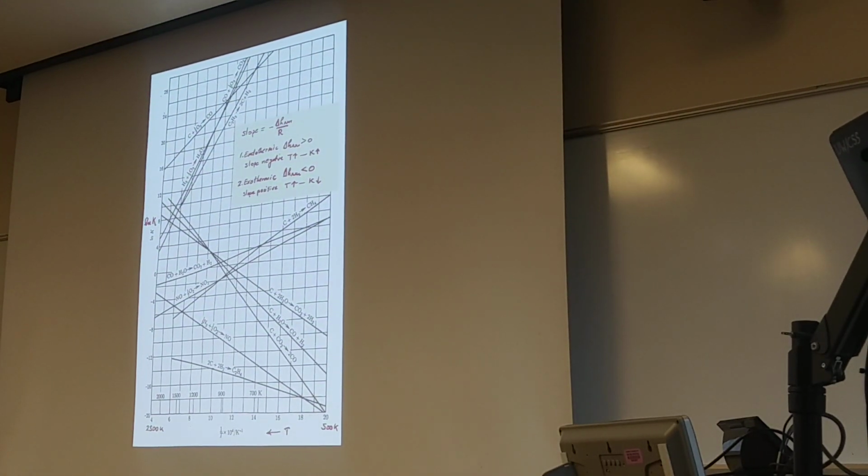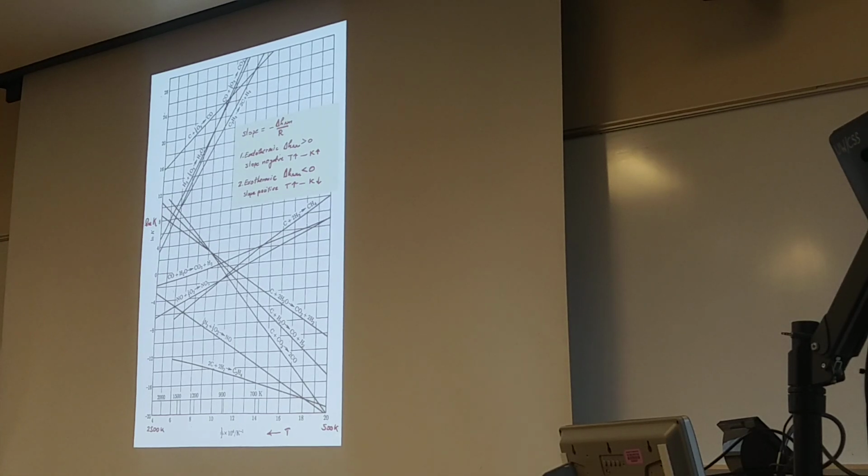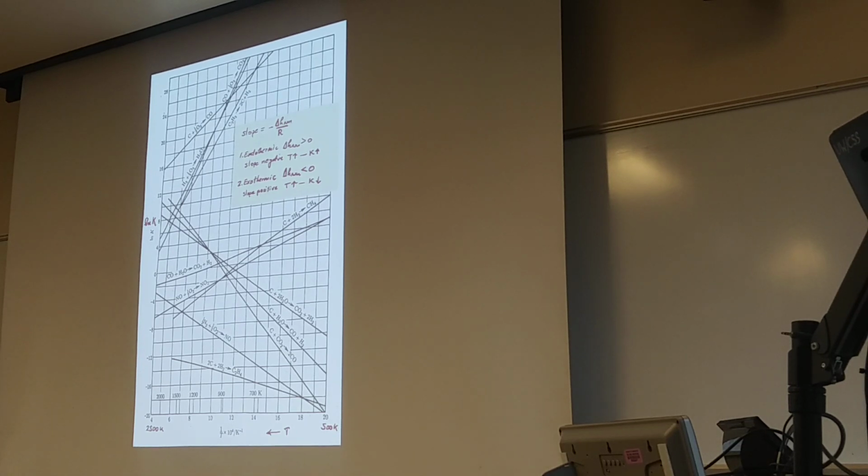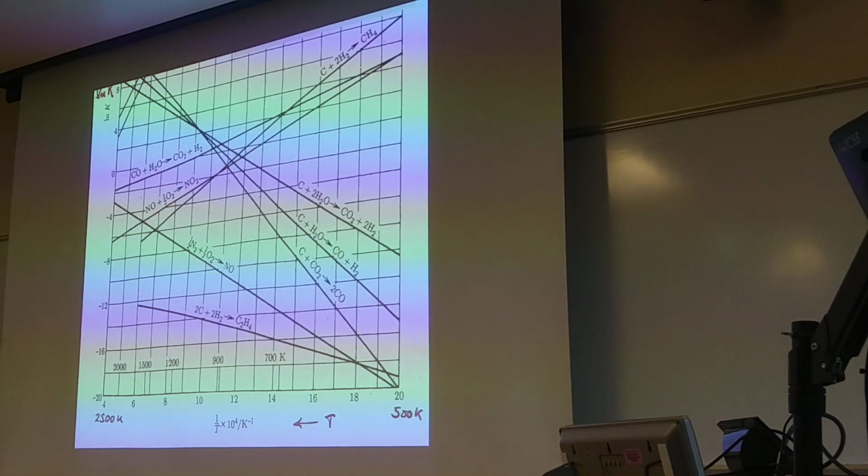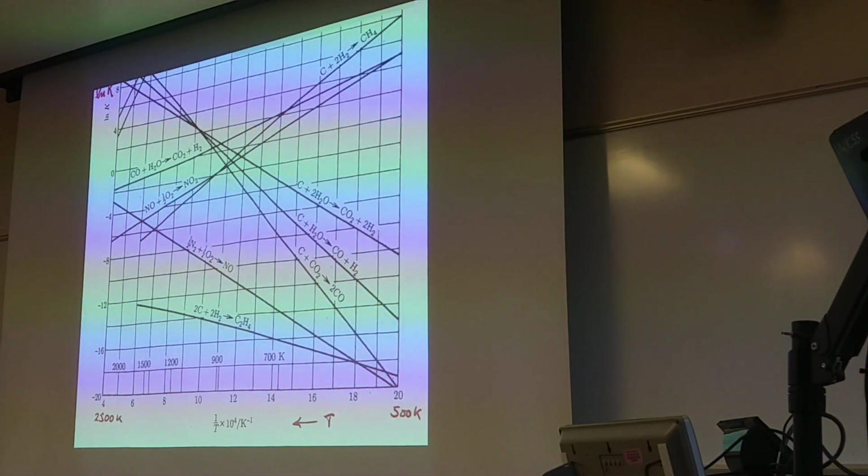For a number of reactions, now that's big enough for you to see. So let's take some time to look at this. For one thing, it's got a dozen or so reactions on it. And it's plotting log k against 1 over t. Actually, what we've got here is 1 over t times 10 to the 4. So temperature is actually going up when I go from right to left. Out here, it takes us from 500K up to 2500K.